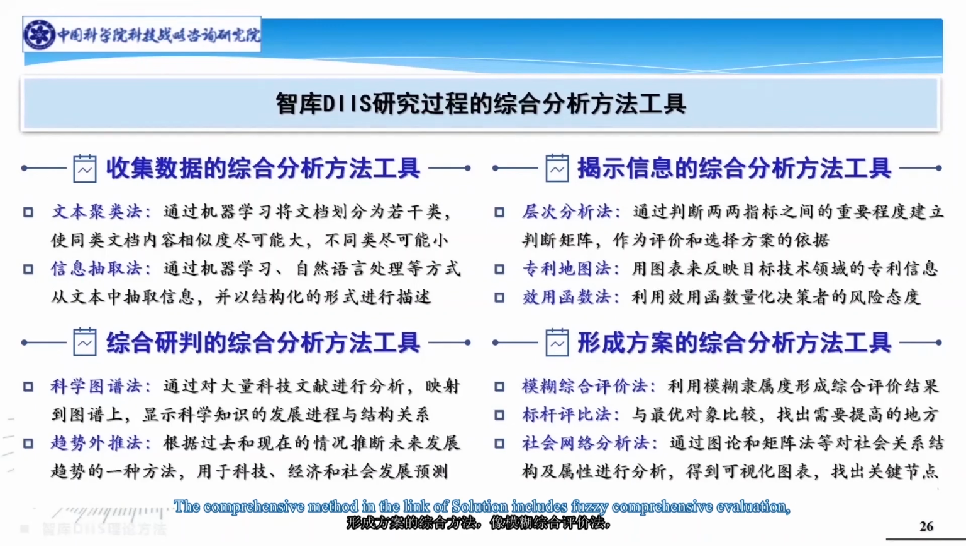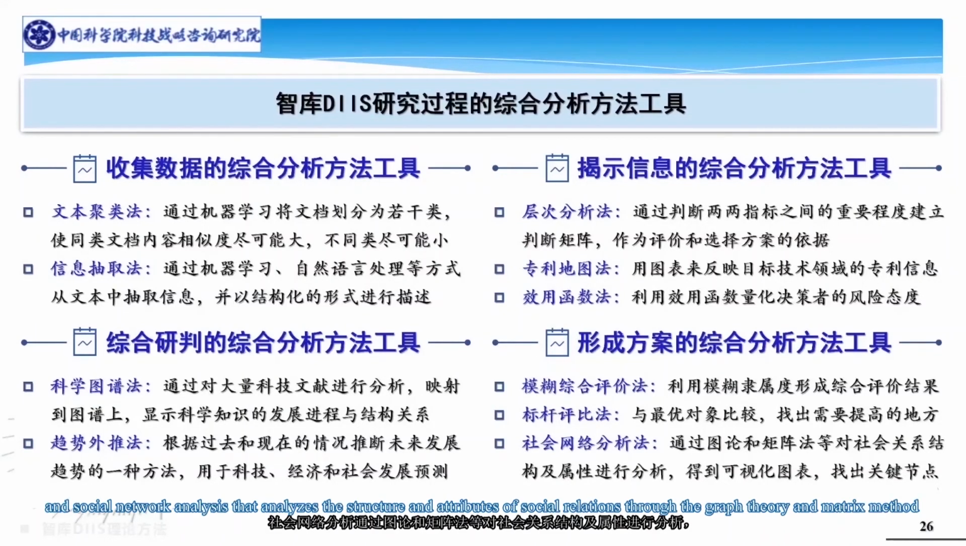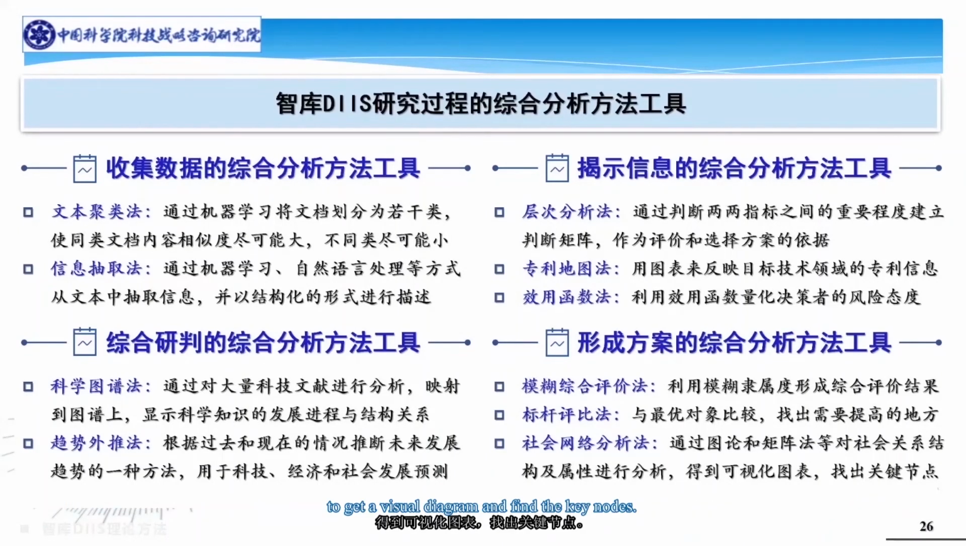The comprehensive method in the link of solution includes fuzzy comprehensive evaluation, benchmark computation, which compares with the optimal object and finds out the aspect to be improved, and social network analysis that analyzes the structure and attributes of social relations through the graph theory and matrix method to get a visual diagram and find the key nodes.